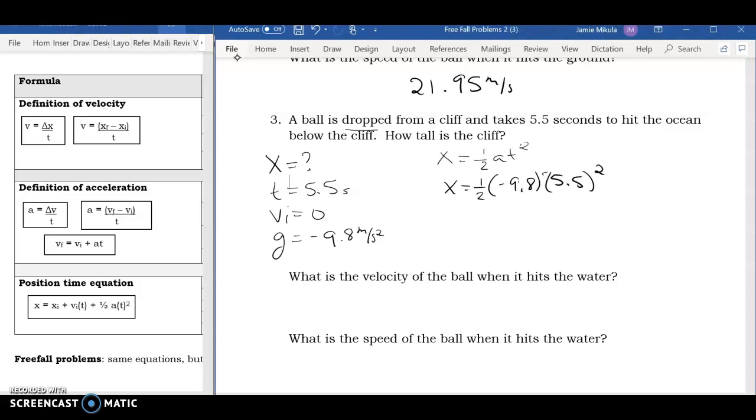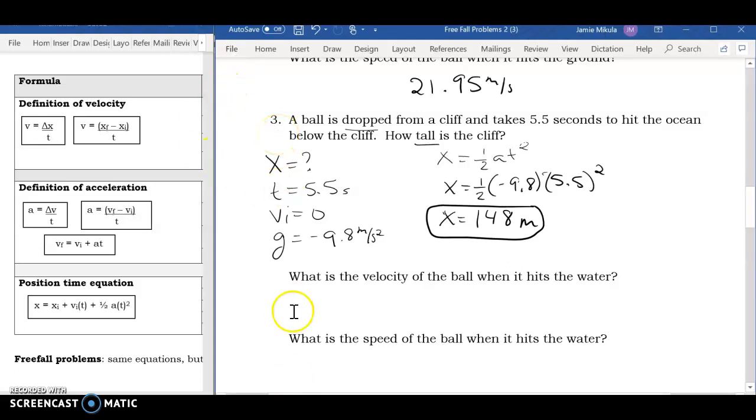5.5 squared. Okay, so if I plug that in, 0.5 times negative 9.8 times 5.5 squared is equal to a distance of 148.2, so I'm going to round off right there, meters. And yes, you do get a negative, but again, he's asking how tall, so we're going up in that situation.